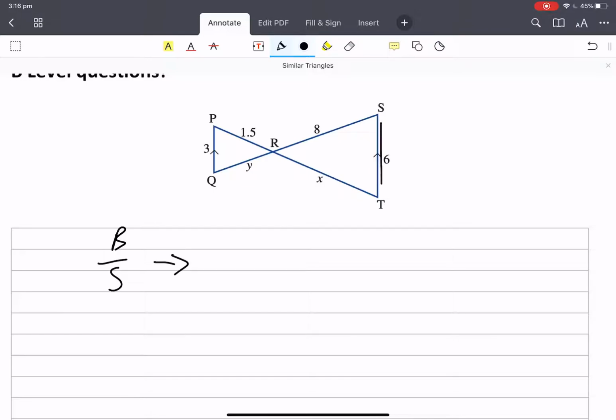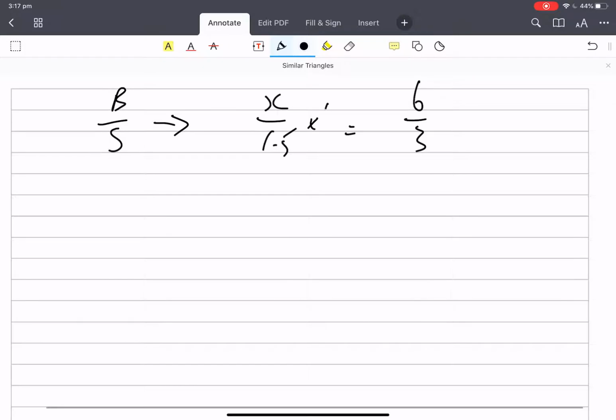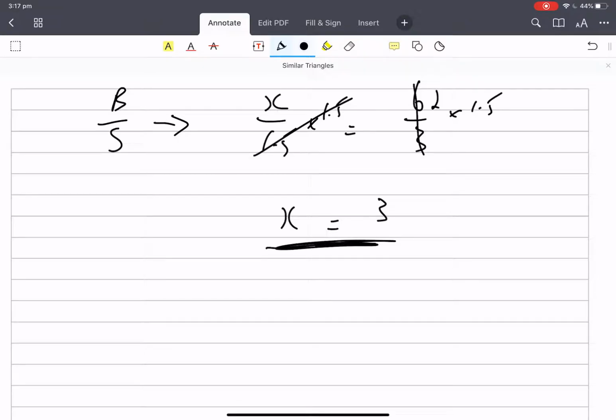Okay, we've got big and small. 6 over 3, and then we've got big and small. So just solve that by multiplying by 1.5. 6 on 3 cancels to 2. 2 times 1.5 is 3, so x is 3.